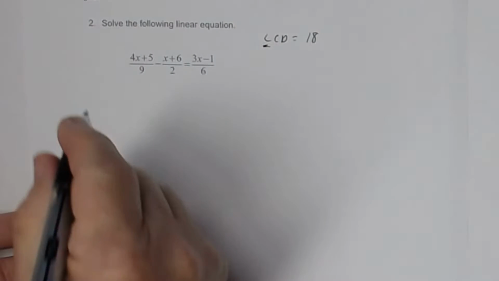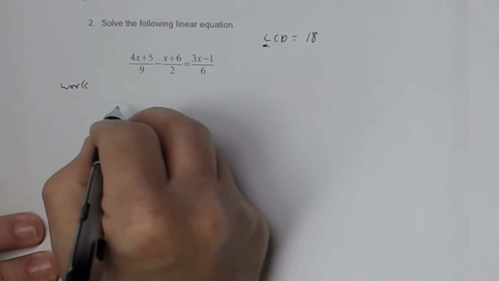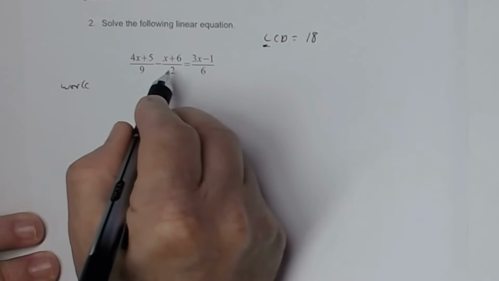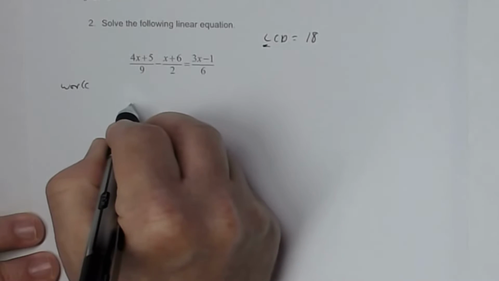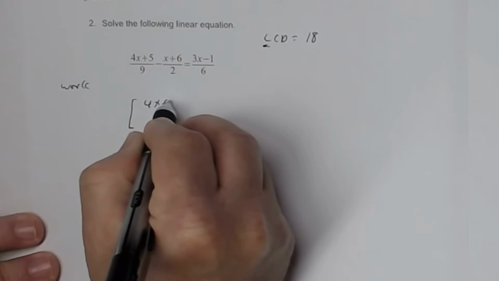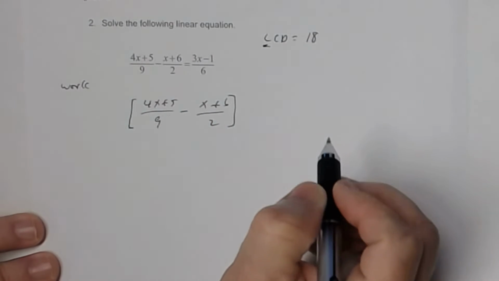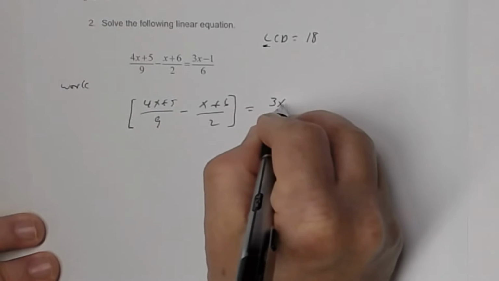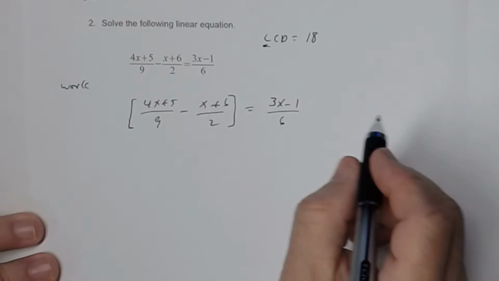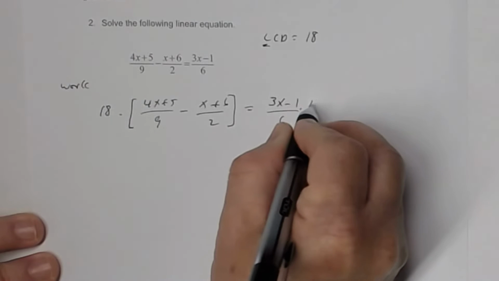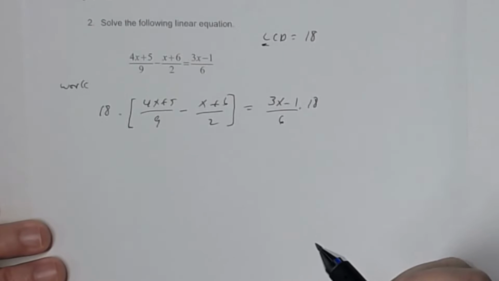So now the next thing I needed to do was to show this. You're going to multiply both sides by that least common denominator. First of all, you need to recognize that on the left-hand side, you have two rational expressions, two fractions here. So you can put that in brackets. So we're going to say 4x plus 5 divided by 9 minus x plus 6 divided by 2. So put that side in brackets. On the right-hand side, I'm going to leave it as it is since that's just one fraction, one rational expression. So we're going to say times 18, times 18. Multiply both sides by 18. What you do to one side, you have to do to the other.